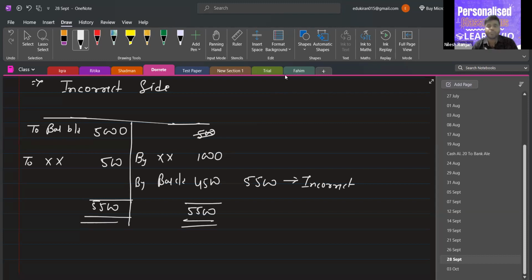So these are the incorrect entries in the cash book, and we should know how to correct them. Okay. We will solve a question related to this topic so that you will understand it better. Now, do you have any doubt? No, sir. Everything is clear?